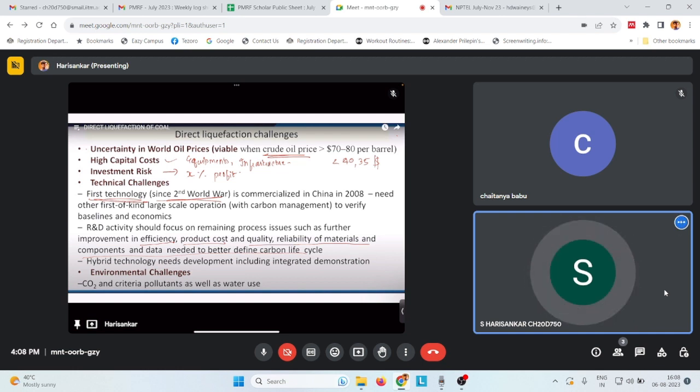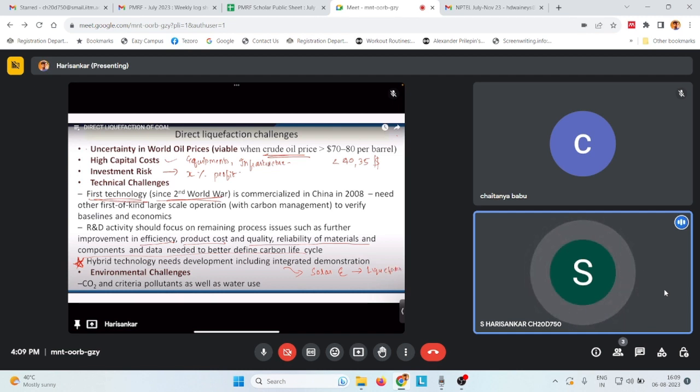And then hybrid technology also needs to be developed to demonstrate integrated operation. Some new research areas being conducted in this regard: basically this hybrid technology is to combine solar as well as liquefaction. So instead of using electricity or any other fuel to heat the reactor to 400 degrees Celsius, this new research suggests integrating solar energy to produce the heat, which can be used to perform the liquefaction process.